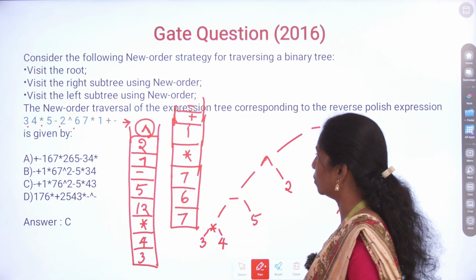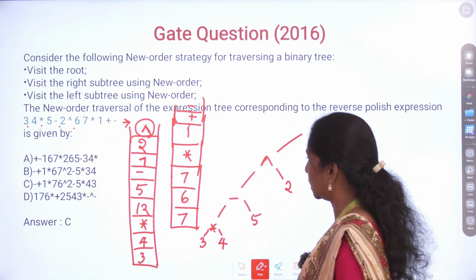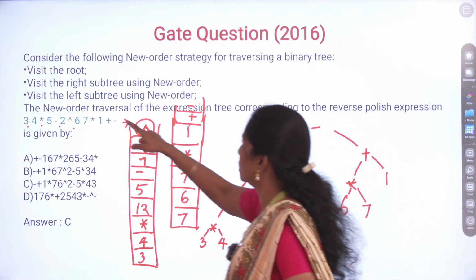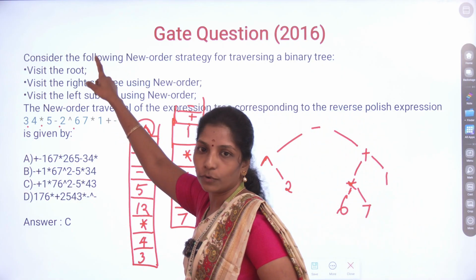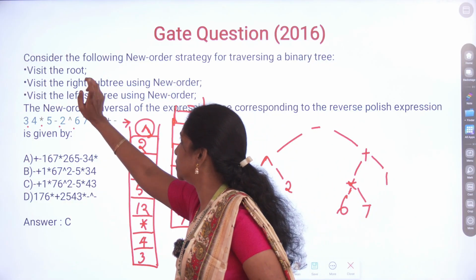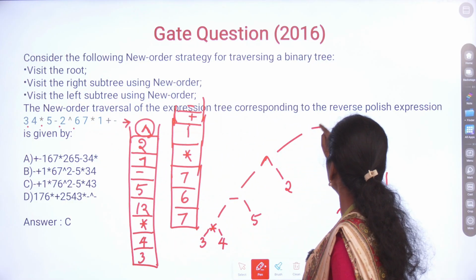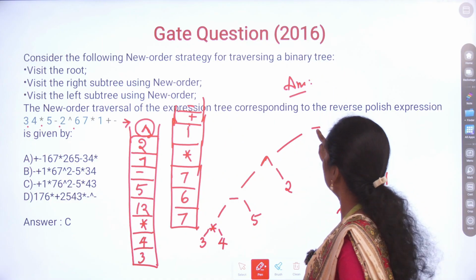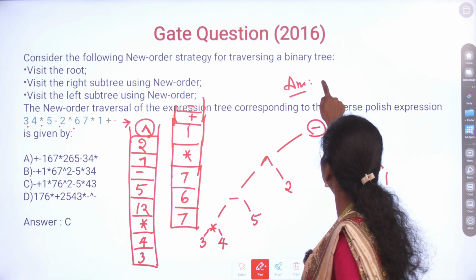Okay, so this is the tree structure we got from this expression. So let us see the correct answer. Let us find out the correct answer. Which one comes first? So for finding the answer, we have to follow these steps. First we have to visit the root node. So this is the root node. So first it has to travel the root node. Your root node is minus.